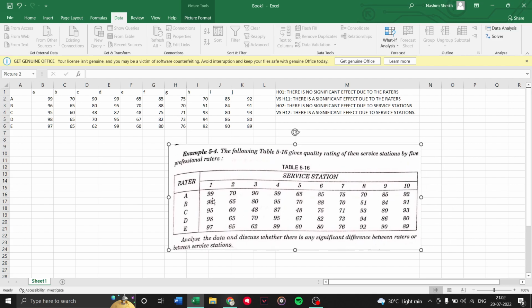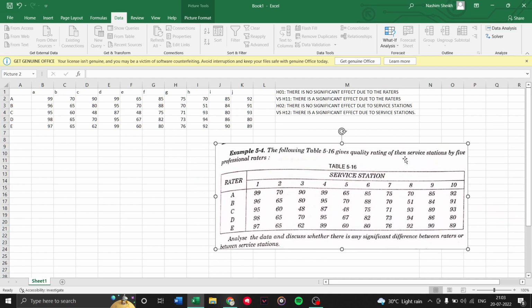Here we are given a table where the ratings of the service stations are given. The capital A, B, C, D are the raters, and we have the 10 service stations. These numerical values are the ratings given by the raters to these service stations. Now, why are we using the two-way ANOVA here? See, the ratings are affected by two factors. Factor 1 is the raters, these 5 raters, and the other is the 10 service stations. So our response is affected by two factors, and that is why we are using the two-way ANOVA here.